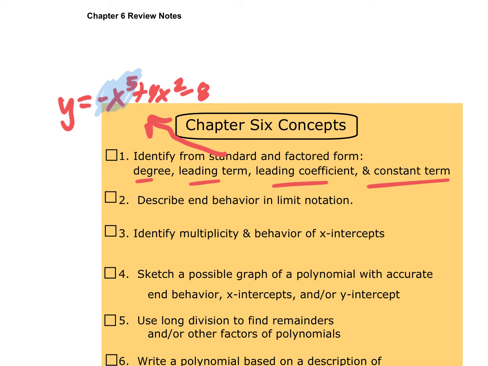Who's going to be participating at this point? Michael, what does it tell you? What does this negative tell you? Negative tells you which direction it's going initially. All right. When you say initially, do you mean on the right or on the left? On the left side, it's going down. That negative actually tells you the right side. The right side is going down.